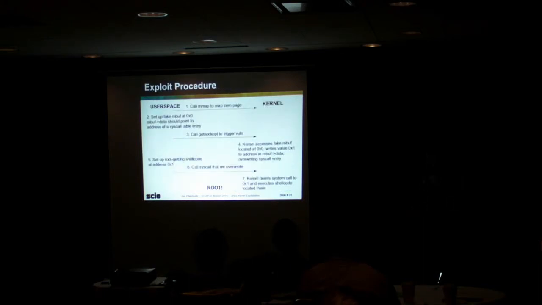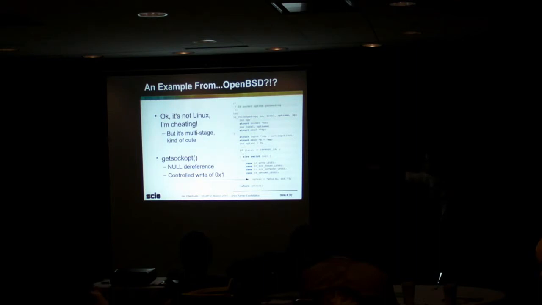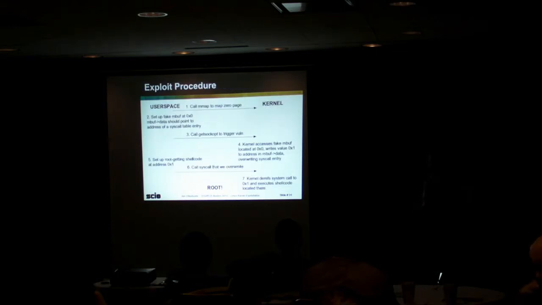So breaking down the exploit, how we would actually leverage this into a privilege escalation, we would call mmap to map our 0 page. The kernel would go ahead and map that. We would set up a fake mbuf, which was the structure here that's being operated on in this getsockopt code. We would set up a fake mbuf at the null pointer, such that one of the offsets, which is the data member of this mbuf structure, would contain the address of a memory location that we want to write to. So in this case, we can pick a system call table entry, which are predictable and static on OpenBSD.